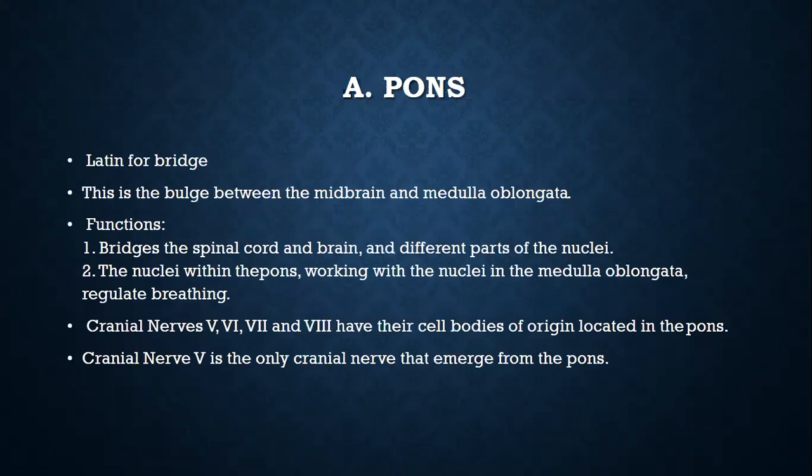So we have the pons. This is the bulge between the midbrain and the medulla oblongata. Its functions include bridging the spinal cord and the brain, and the nuclei within the pons, working with the nuclei in the medulla oblongata, regulate breathing. Cranial nerves 5, 6, 7, and 8 have their cell bodies originate from this location, and cranial nerve number 5 is the only cranial nerve that emerges from the pons.